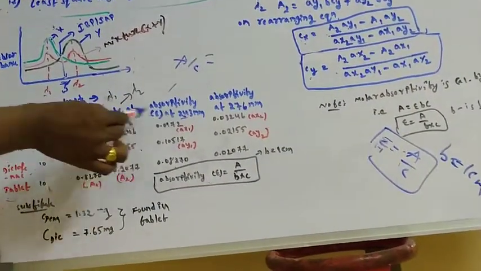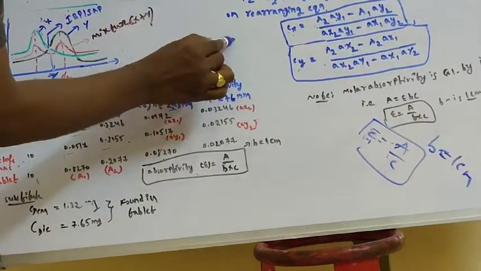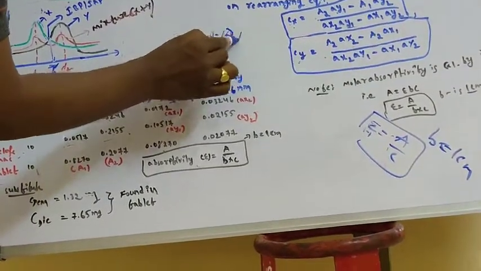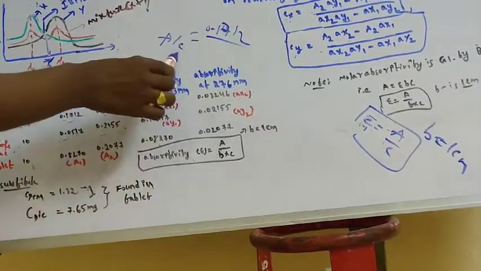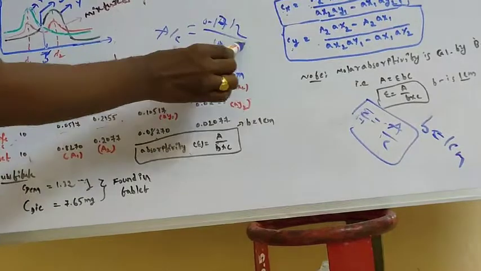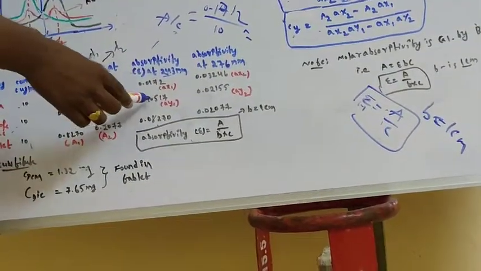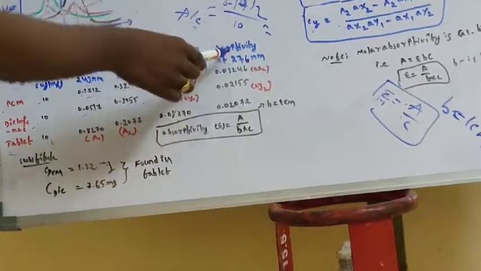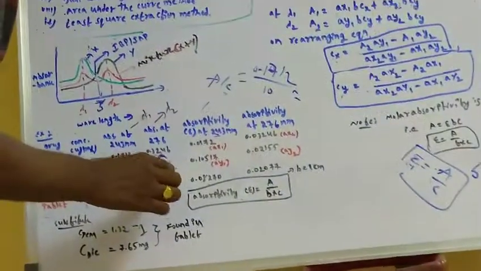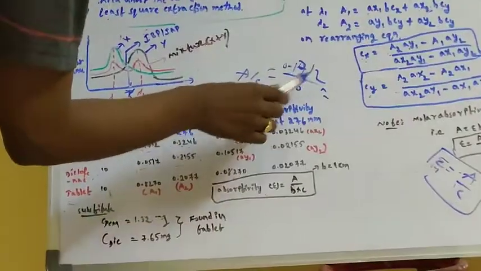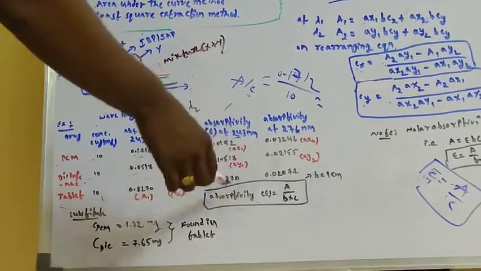What is the absorbance at 243? It is 0.1712. What is the concentration? 10. If you do this, you get 0.0172. Same thing for AX2: this time it is 276. What is the absorbance at 276? 0.3246, divided by 10, and you will get 0.03246.